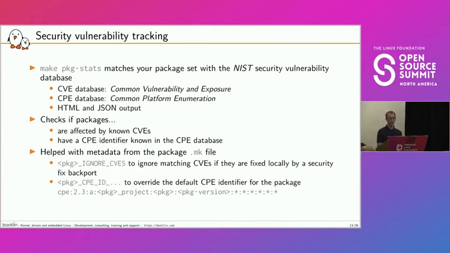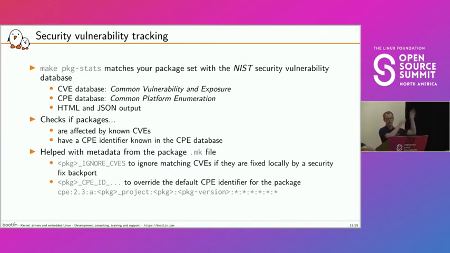It's mainly when we backport locally into Buildroot a security fix for a problem. Let's say version 1.2.1 of a software package is affected by a security issue. Then make package-stats will tell you, oh, this is affected by CVE-2021-1234. We backport the security fix. So the version is still 1.2.1, but we have locally the security fix.